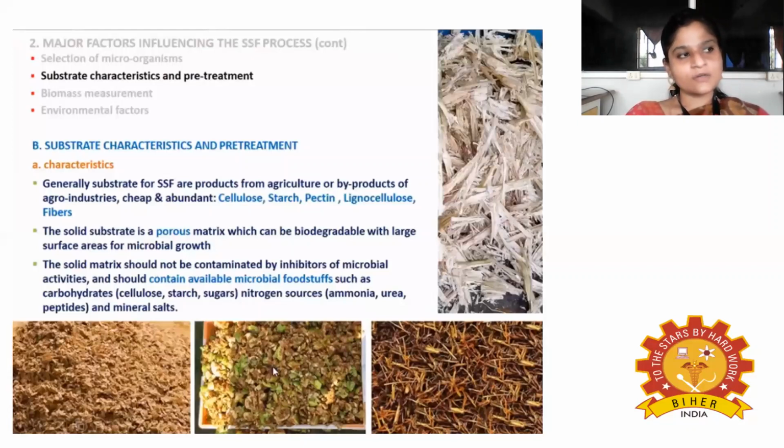So keeping all these criteria in mind, you need to choose your biomass. I have also given a few pictures of biomass, such as sugarcane bagasse and rice hulls. These are all different biomasses that can be used for your solid state fermentation process. So I think this lecture has covered the major topics.